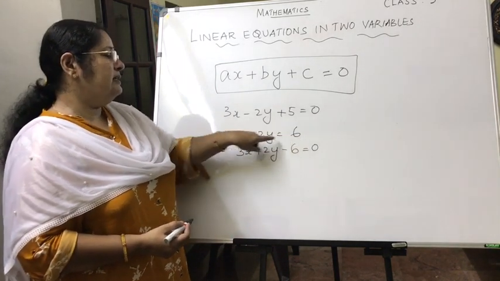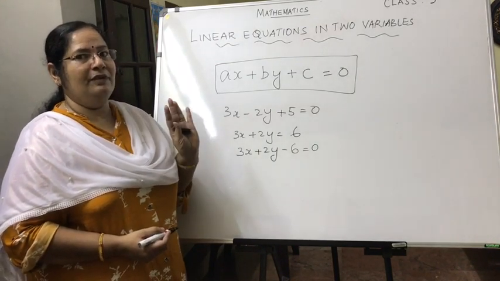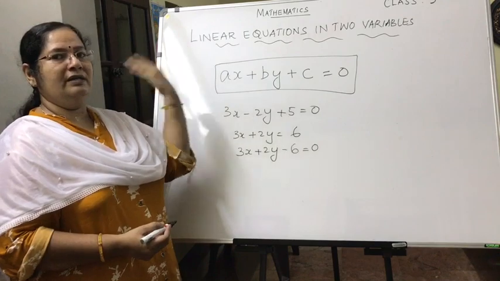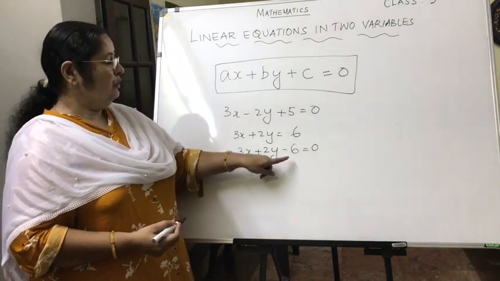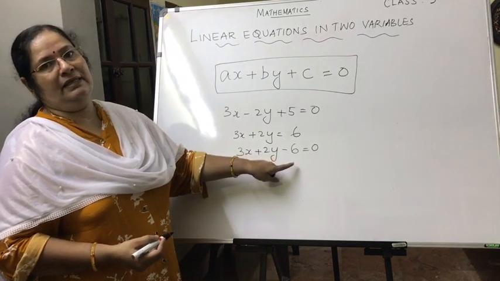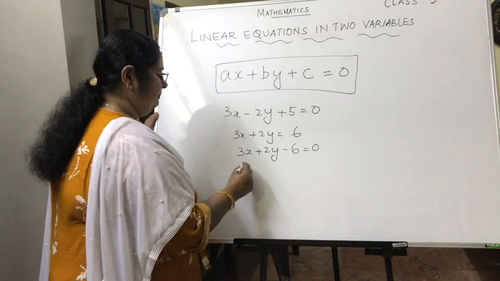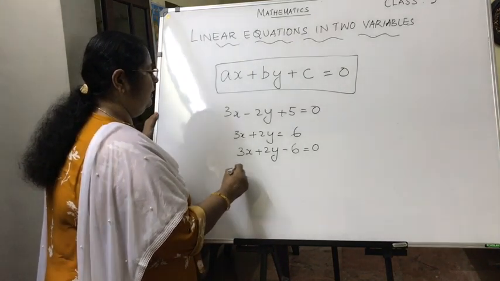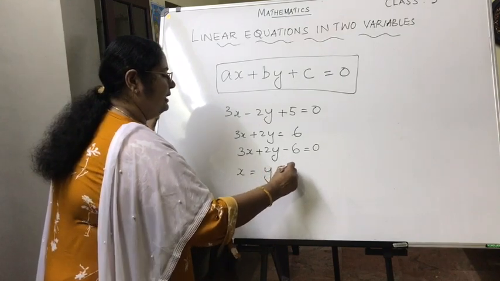Don't look at this equation and write c as 6. That is not the general form. General form means all terms are on the left hand side, and the right hand side has only a 0. So the value of c here becomes -6. Is that clear?